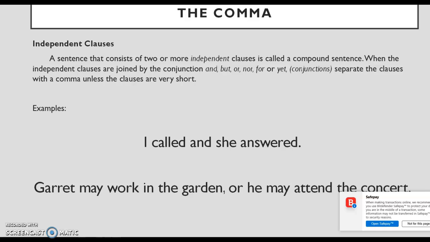Example: I called and she answered. I called is an independent clause and she answered is an independent clause. But since the sentence is short, you do not need a comma.